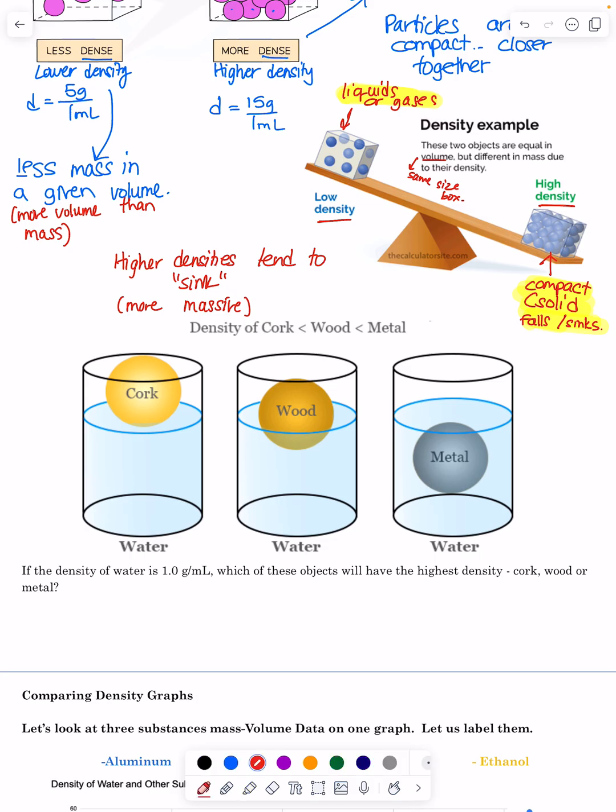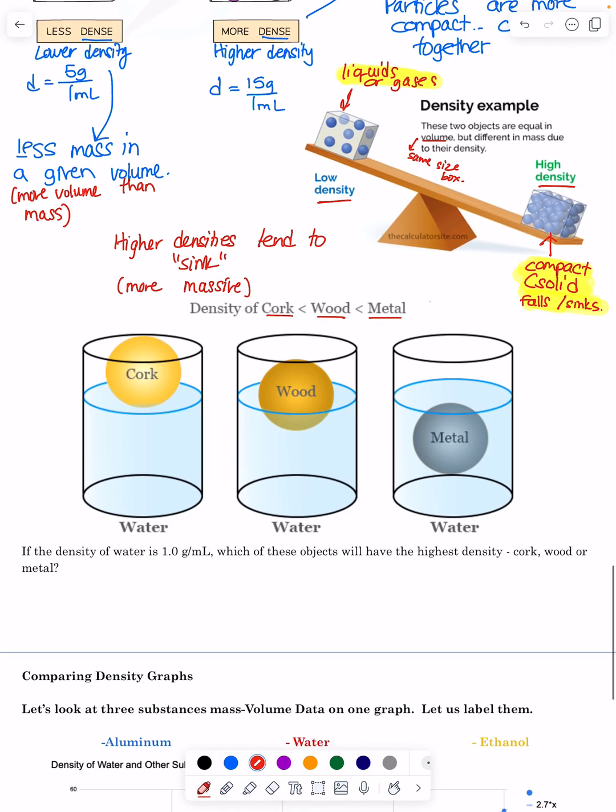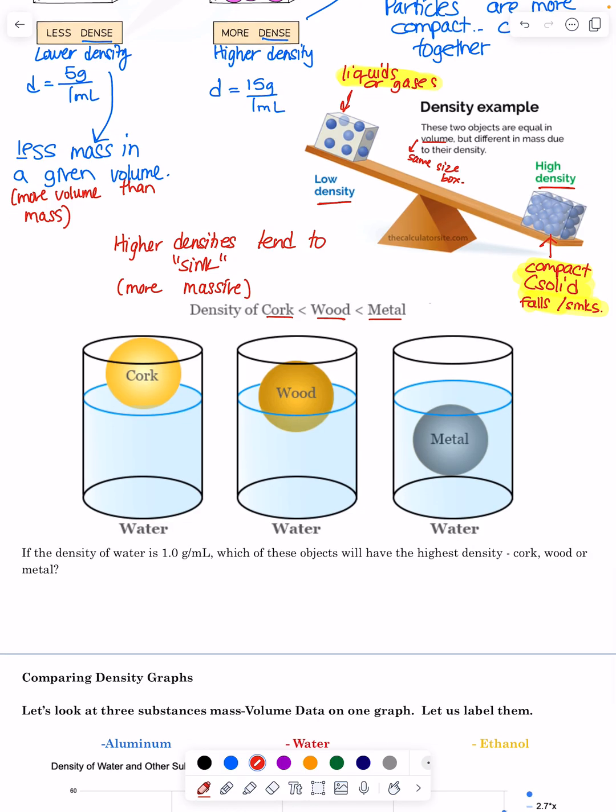So let's look at this random example here. We have density of cork. It says it's less than the wood, and it's less than the metal here. So if the density of water is 1 gram per milliliter here, and we know that, which of these objects will have the highest density? The cork, the wood, or the metal? Well, whichever one sinks the most will have the highest density.